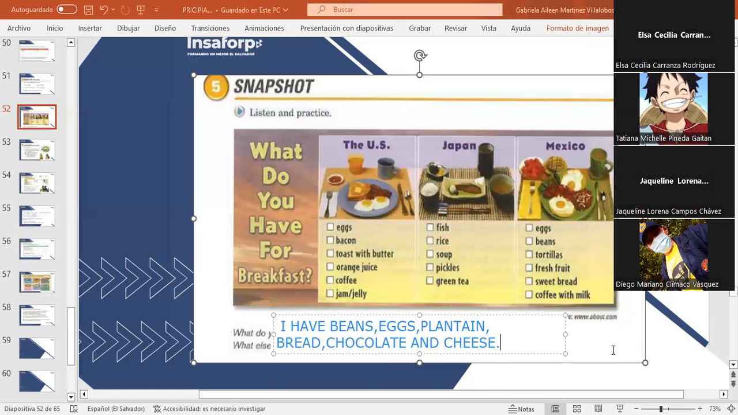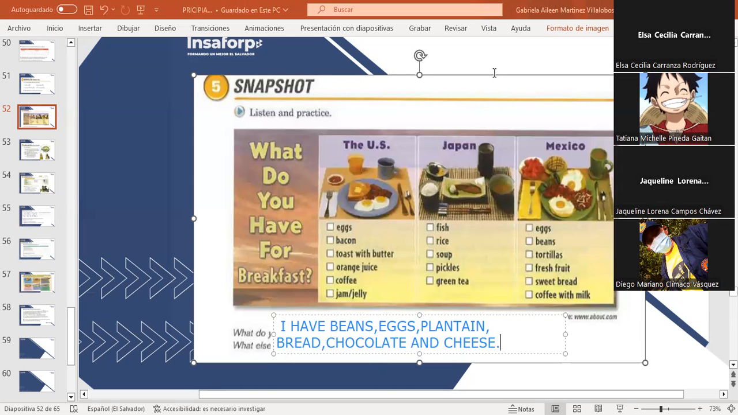Some people can have ham, sausages, sweet bread, coffee, etc. Okay, say what you have for breakfast, not fast food. Pupusas is easy. Oh, I have pupusas. And you're done talking. I want a description of a breakfast. Tell your partner.